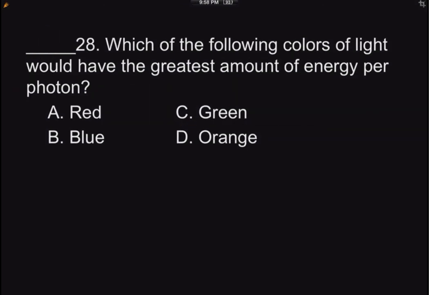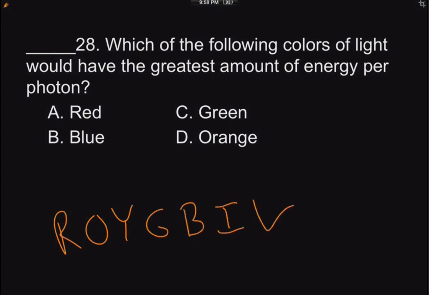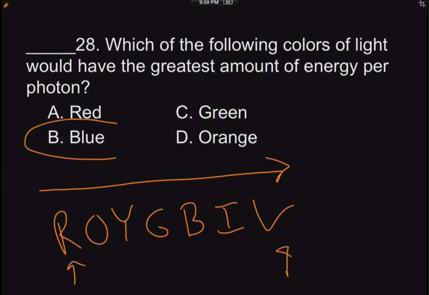Which color of light would have the greatest amount of energy per photon? Well, the energy, if you look at the colors of the rainbow, red, orange, yellow, green, blue, indigo, violet, the energy goes from lowest is red to highest is violet. And of these choices, the one closest to violet is blue. So that would be the one with the highest energy.